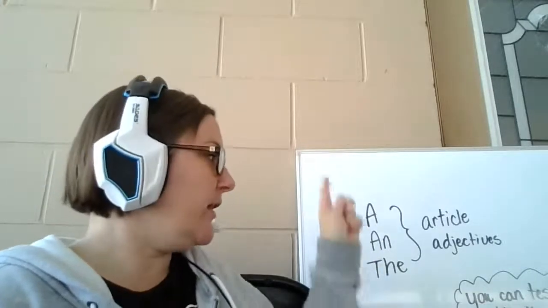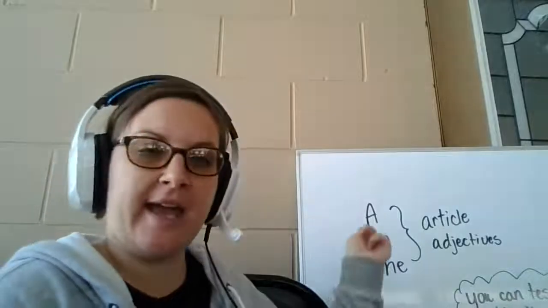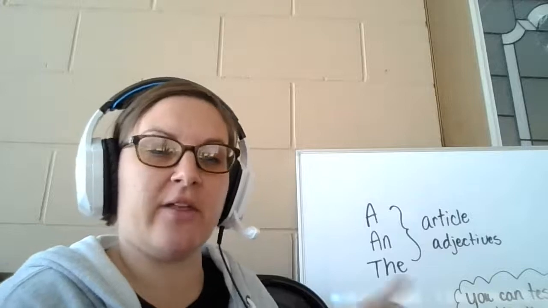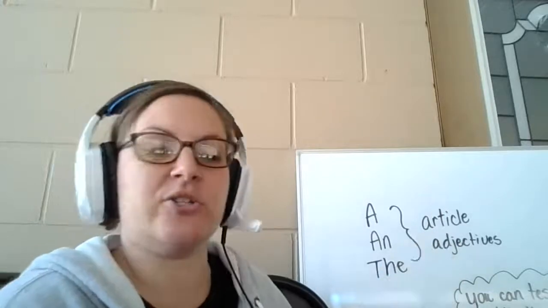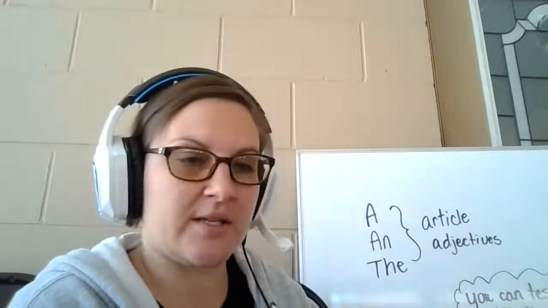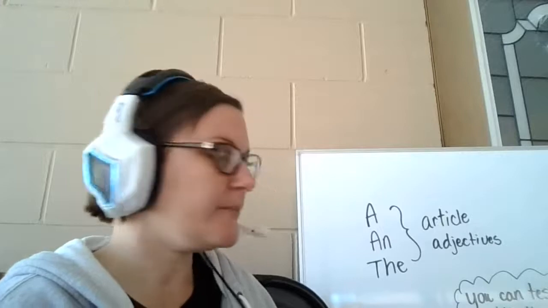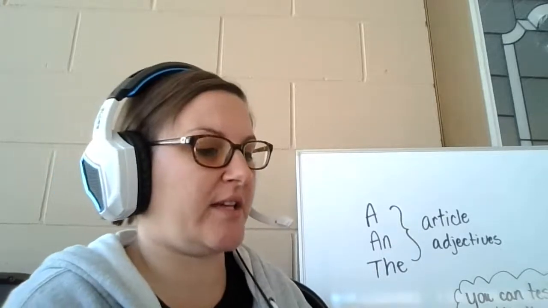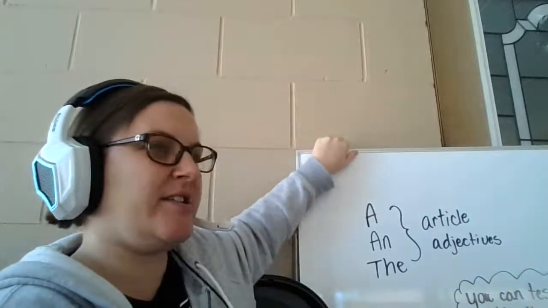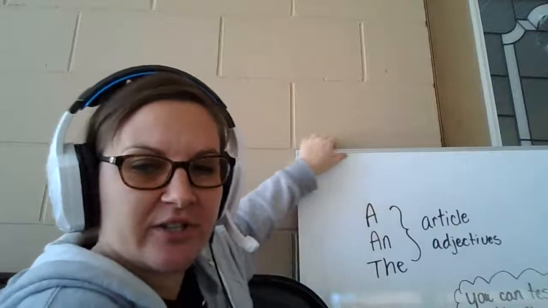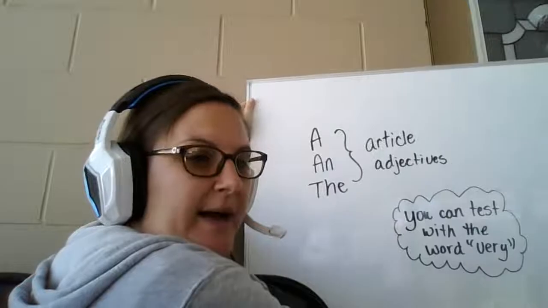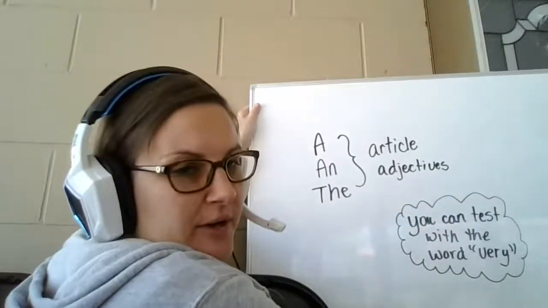All right, so these three words, a, an, and the, are always adjectives. They are called article adjectives. So if you ever see them, they are always adjectives. Always. A, an, and the. Okay, here is a little test for adjectives. If you have a sentence and you're not sure if you have an adjective, you can actually test it by using the word very.